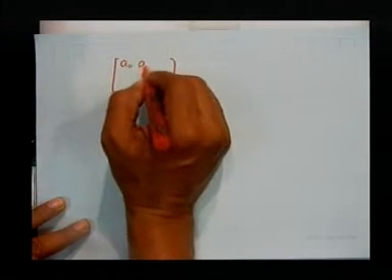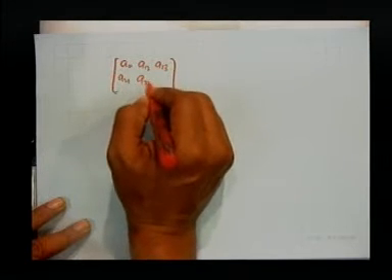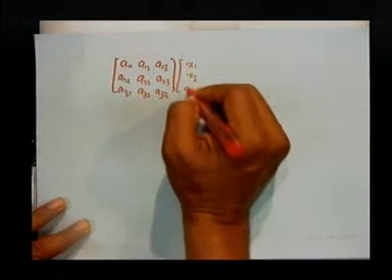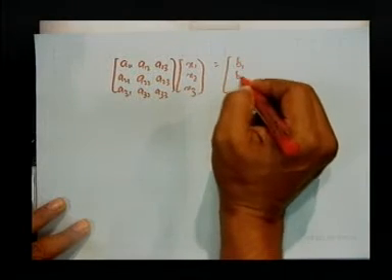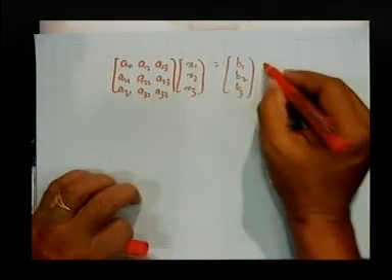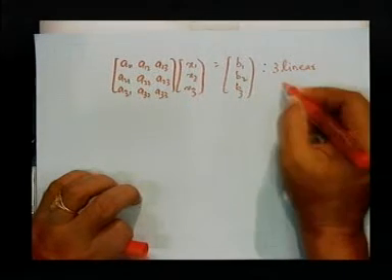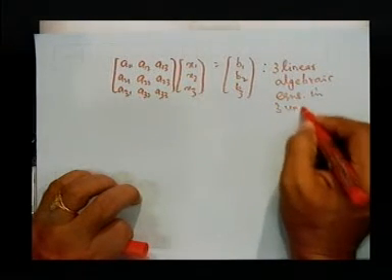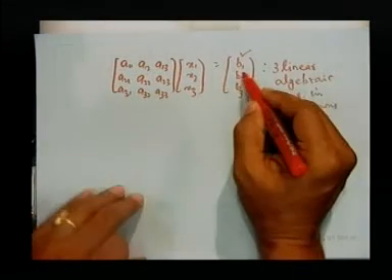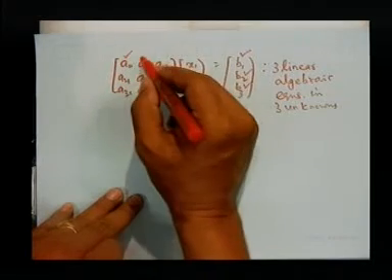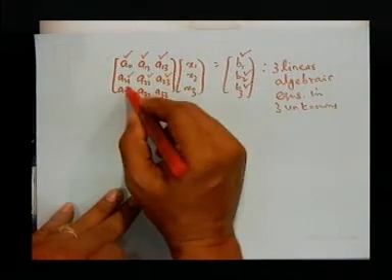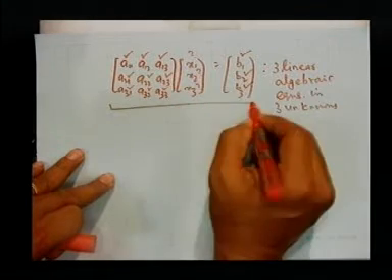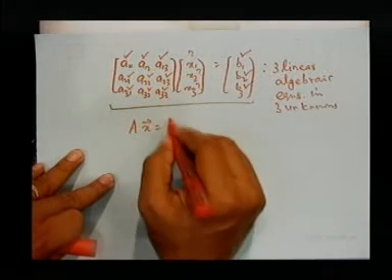Suppose I have A11, A12, A13, A21, A22, A23, A31, A32, A33 times x1, x2, x3 equal to B1, B2, B3. Here I have written 3 linear algebraic equations in 3 unknowns. Means I give you all these values, and I ask you what x1, x2 and x3 are. In matrix vector form, we write this as A x vector equal to b.